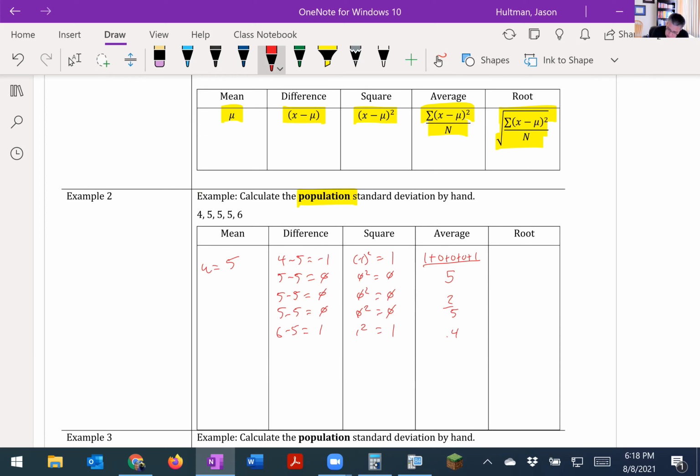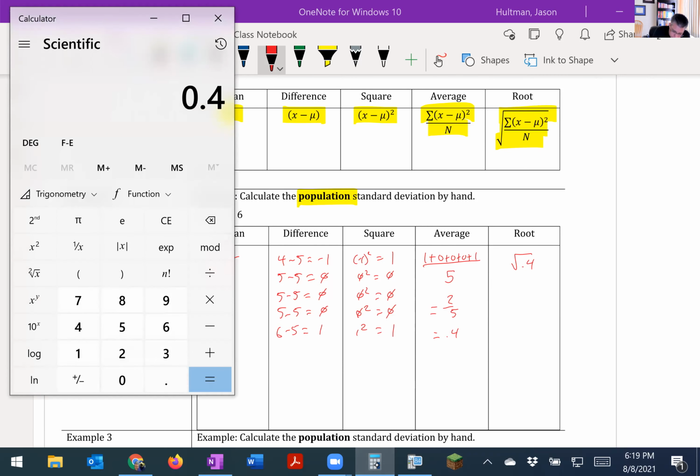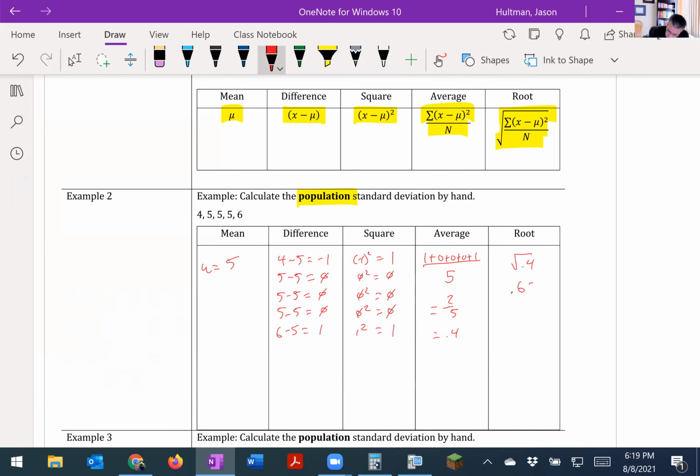And then in my last step, I'm going to square root that 0.4. If I plug that into my calculator, I'll do 2 divided by 5 just to show you that it's 0.4, and then we're going to square root that, and it comes out to about 0.632. I'll go out to 2 decimal places, so about 0.63 is my standard deviation.